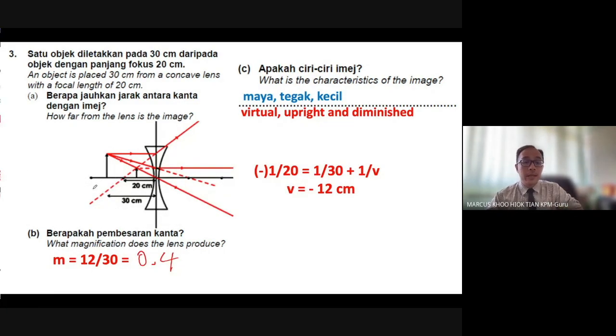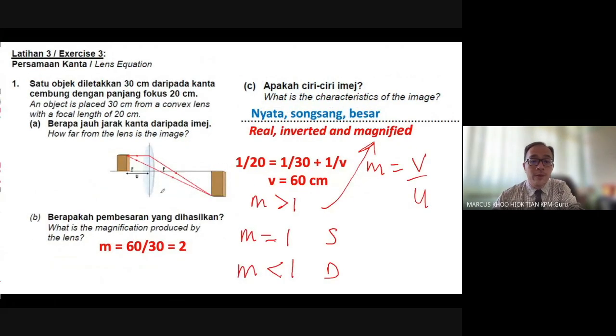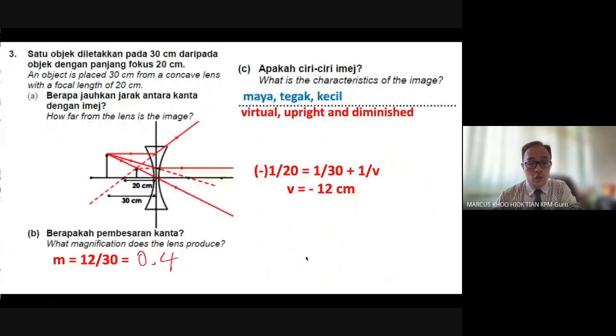And because the magnification is smaller than 1, remember this? Smaller than 1 means it is diminished. So it is virtual because the image distance is negative, and virtual automatically comes with upright. So virtual upright, and since the magnification is smaller than 1, it will be diminished.